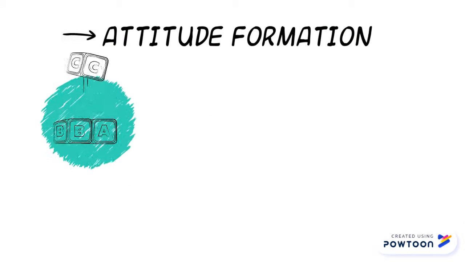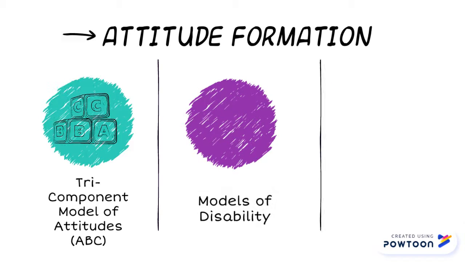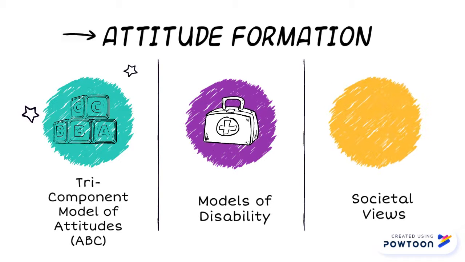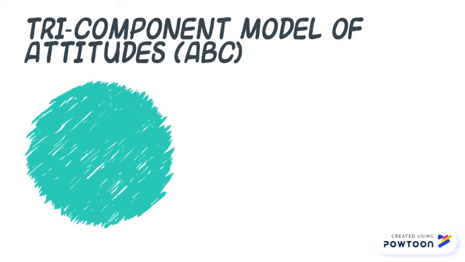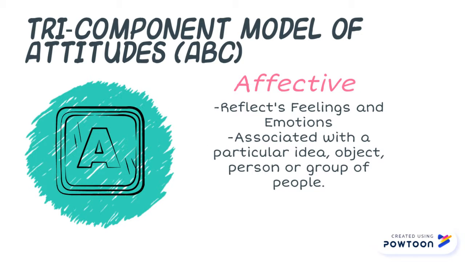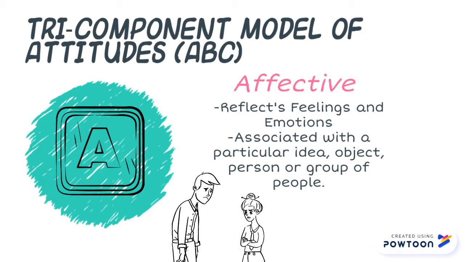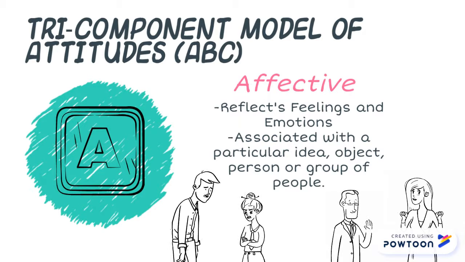A lot contributes to how our attitudes are formed. For example, the tri-component model of attitudes, models of disability, as well as societal views. Attitudes can be learnt in three ways. Firstly, we have the affective component. This is the emotional response an individual has towards a group and refers to how something makes us feel and the effect it has on us emotionally. Negative experiences and portrayals can result in prejudiced feelings towards the attitude object.